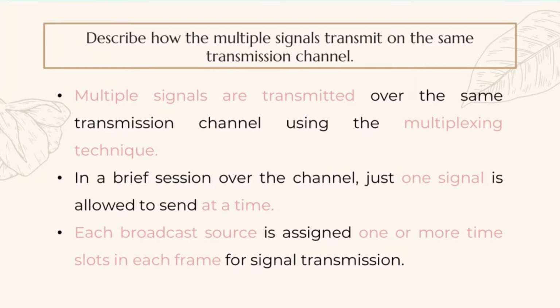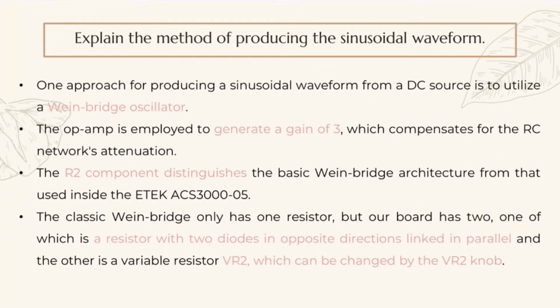In particular, in TDM, overall transmission is divided based on the number of signals that must be carried across the shared link. Each broadcast source is assigned one or more time slots in each frame for signal transmission. The next question, explain the method of producing the sinusoidal waveform. One approach for producing a sinusoidal waveform from a DC source is to utilize a Wien bridge oscillator.